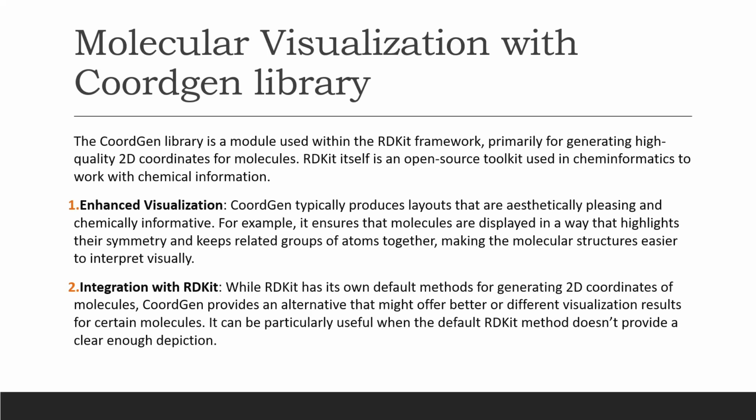The CoordGen library, as you know, or if you don't know, is a module used within the RDKit framework, primarily for generating high quality 2D coordinates for molecules. RDKit itself is an open source toolkit used in cheminformatics to work with chemical information. But at times, some of the structures of these molecules, antibiotics, suppressants, can't be visualized easily using RDKit alone. So we take help of the CoordGen library.